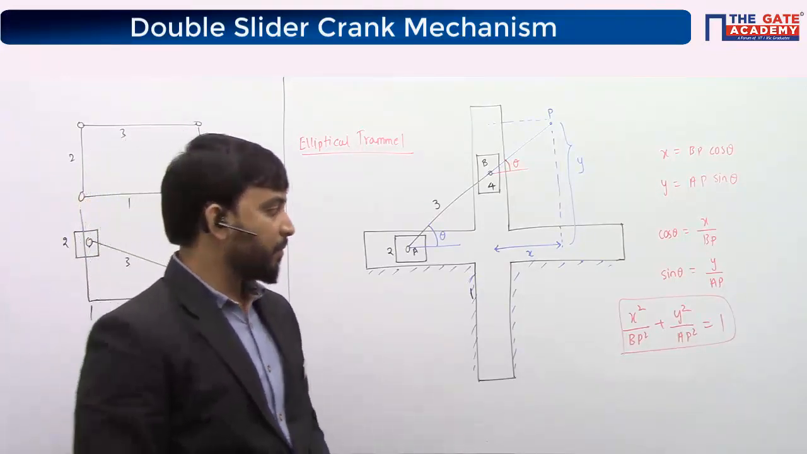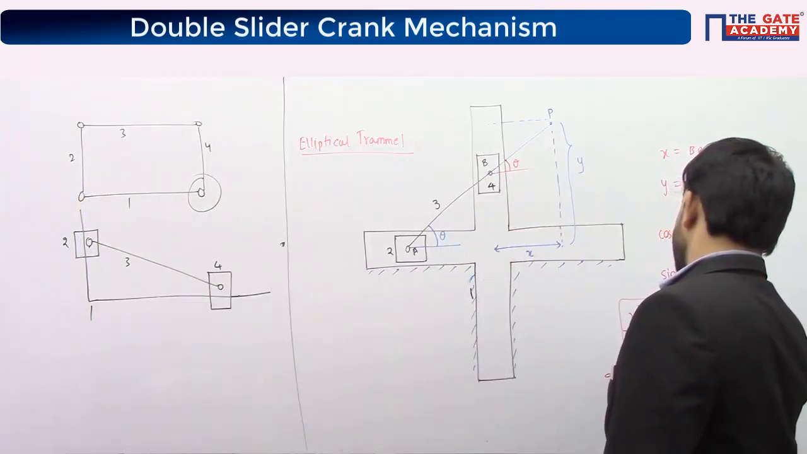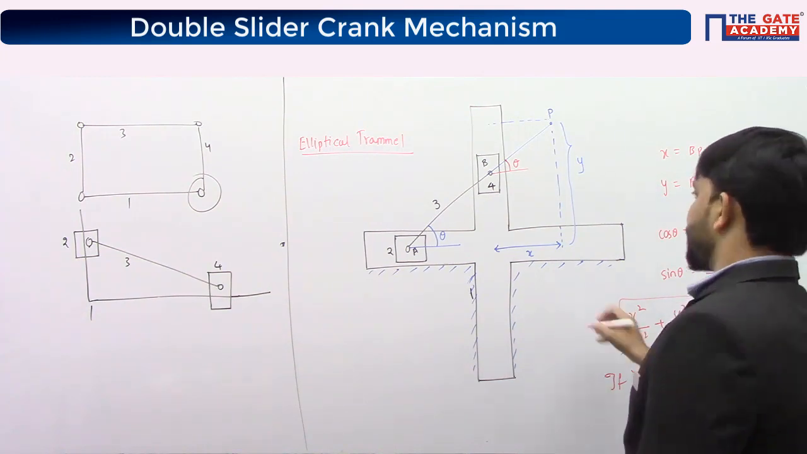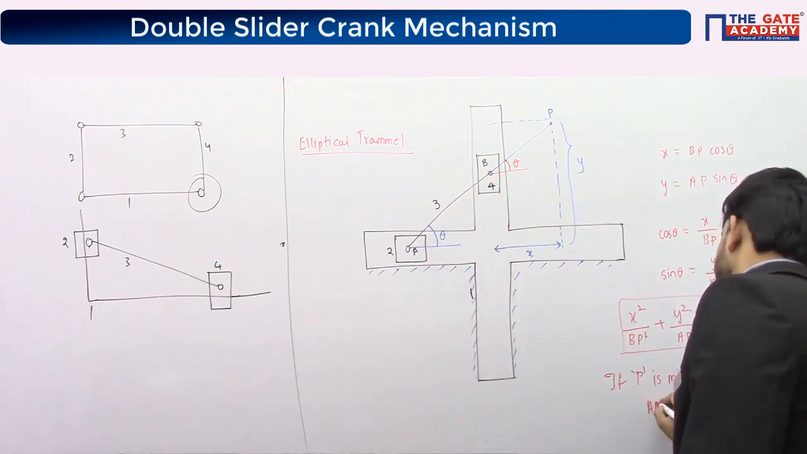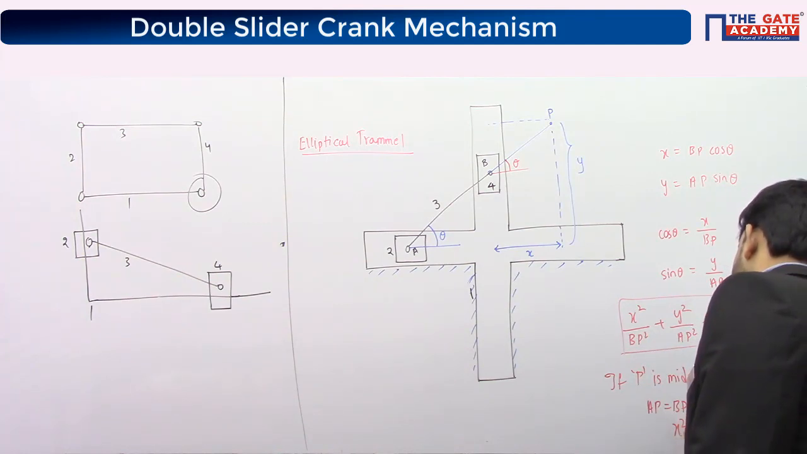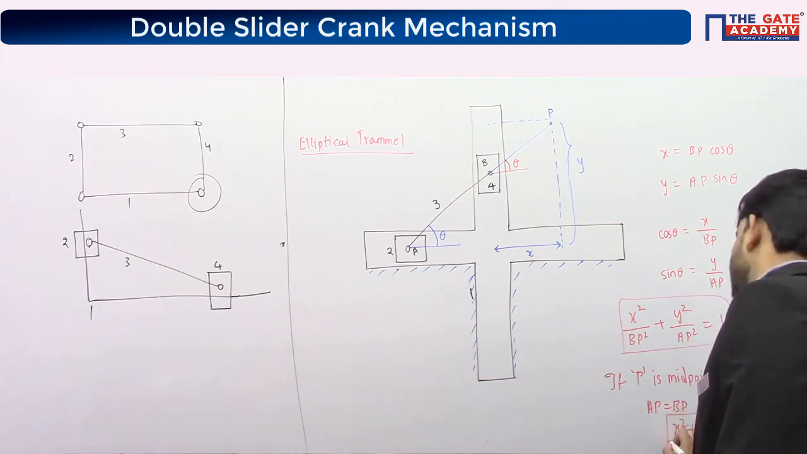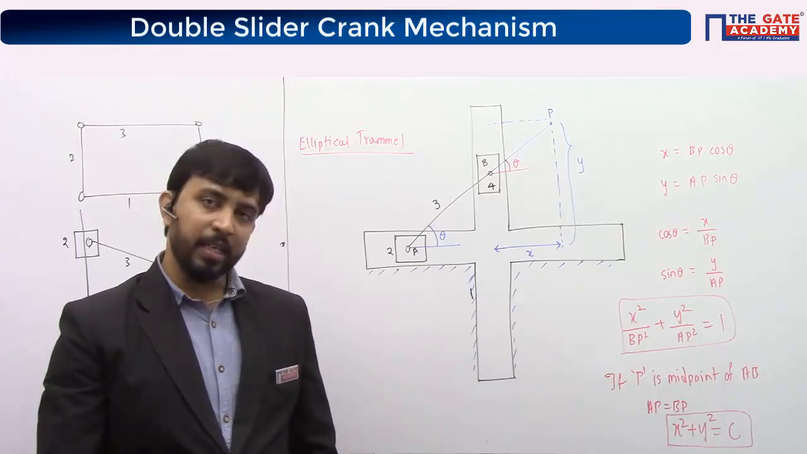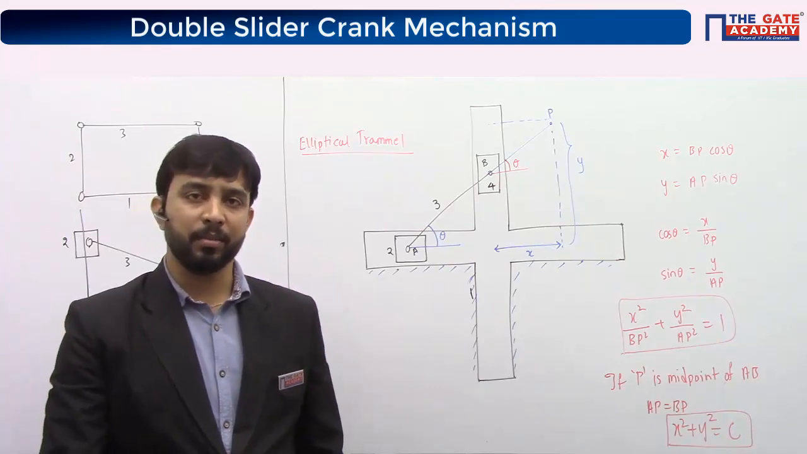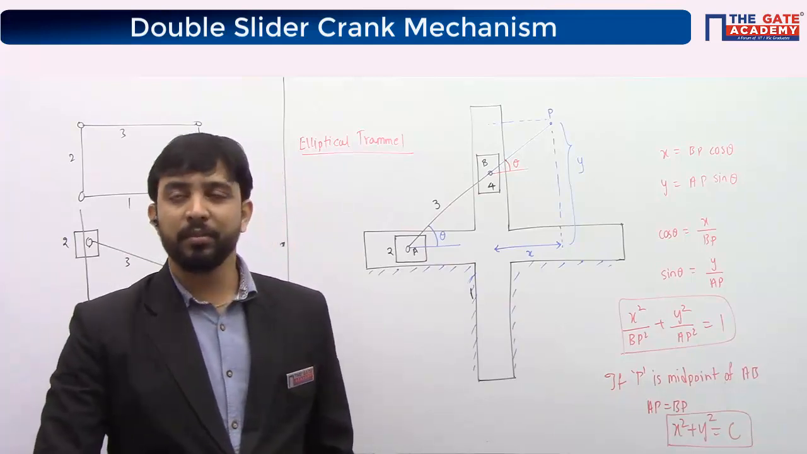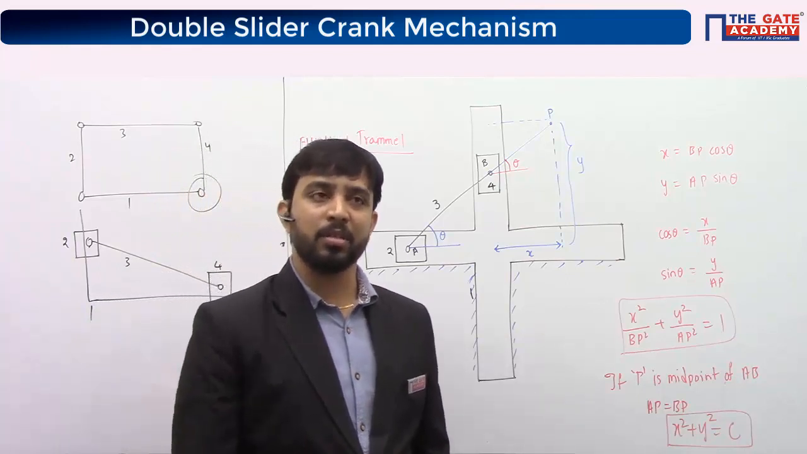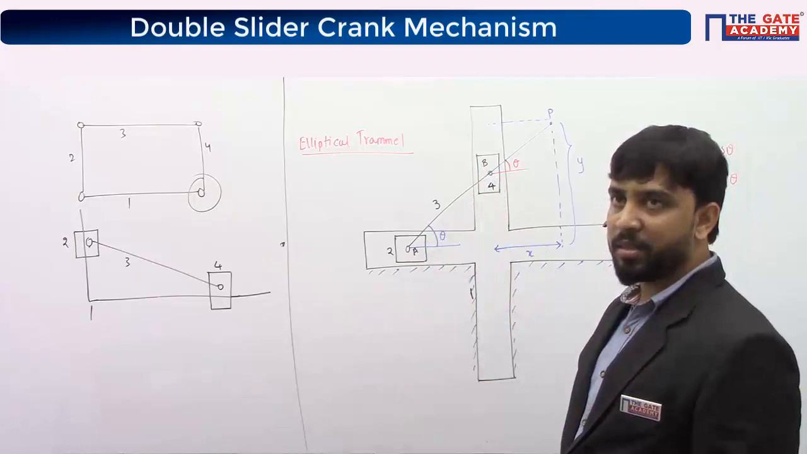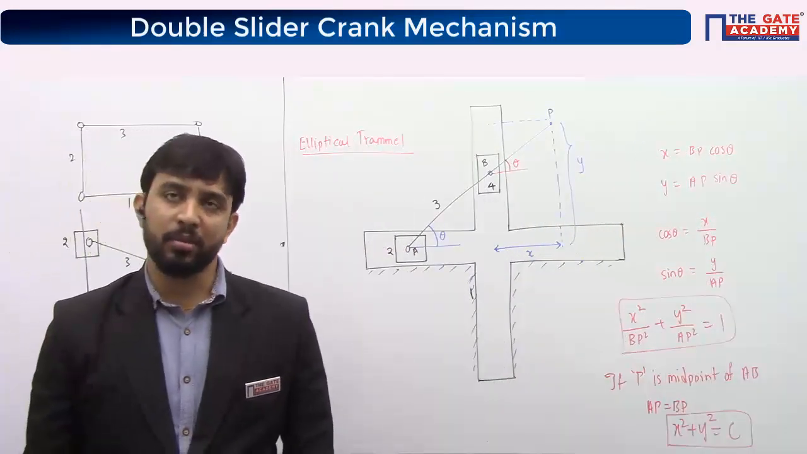If P becomes the midpoint of AB, AP will be the same as BP. If AP and BP are the same, my equation reduces like this, and it will trace a circle. So except the midpoint of link AB, all other points will trace an ellipse. Don't think of these two points, A and B, which just move inside the guides and always trace a straight line. Any other point will trace an ellipse.